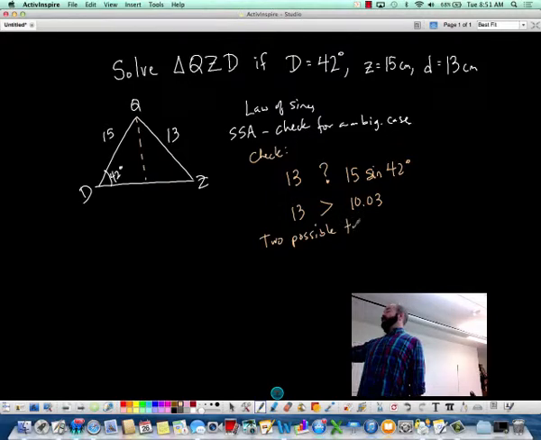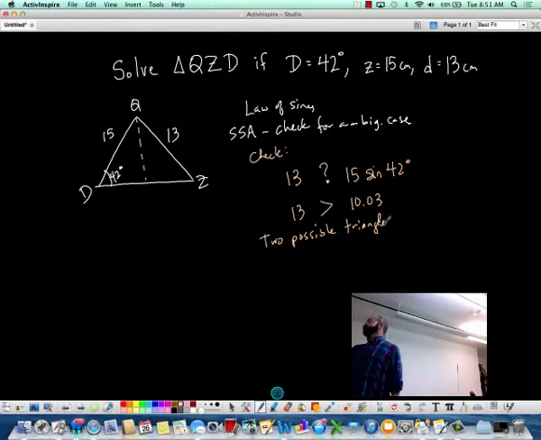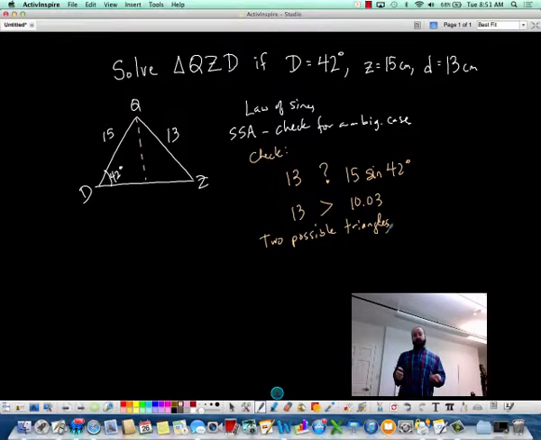Remember, the other check is if those two numbers are equal, you have one triangle and it's a right triangle. If it's the other way around and the opposite side is smaller, then there's no triangle. The triangle won't close. So I have two possible triangles here. So what I'm going to do then is go ahead and find the first triangle. And in order to make that happen, I'm just going to use the law of sines as I normally would.